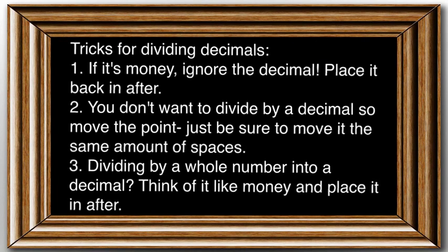So here's your tricks for dividing decimals. Number 1, if it's money, ignore the decimal, place it back in after. It makes it a lot easier to think of it that way. Number 2, you don't want to divide by a decimal ever, so you have to move the decimal point. Just be sure to move it the same amount of spaces on both numbers. And number 3, when you're dividing by a whole number into a decimal, think of it like money again and place it in after. If you follow these tricks, dividing by decimals will be really easy.